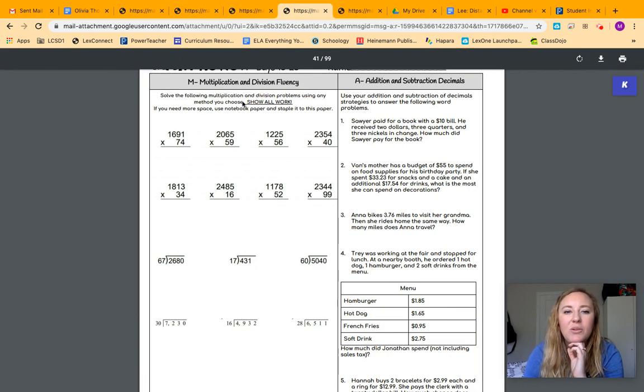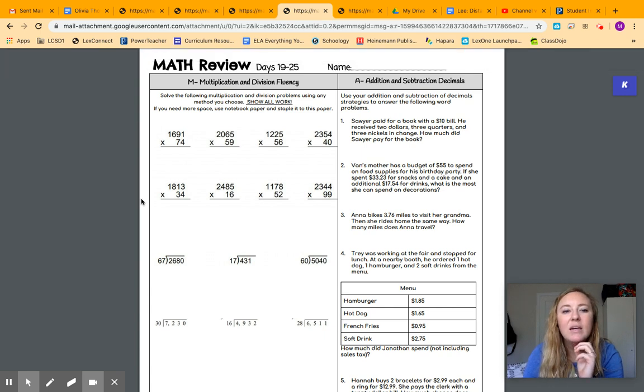For math today, you are doing this section right here that says multiplication and division fluency. Please show all of your work when you are doing this. Please do not use a calculator. That does not help you. Well, it helps you, but it doesn't help you as a student become a better mathematician. If you need more room, you can use the back of your paper or another piece of notebook paper and just staple it to it.